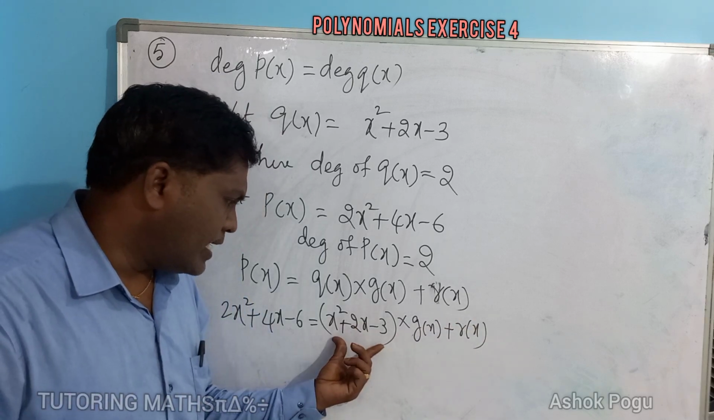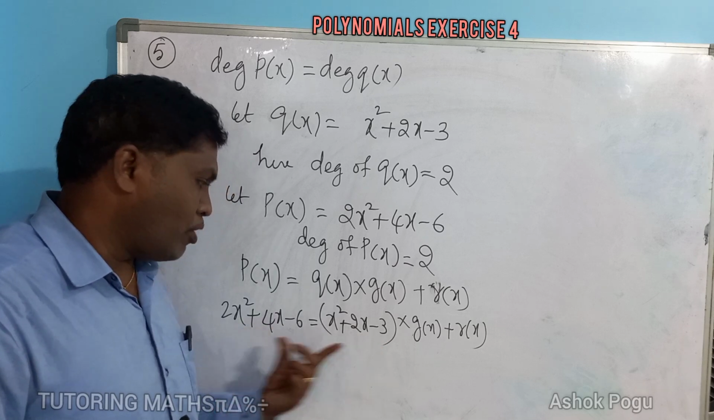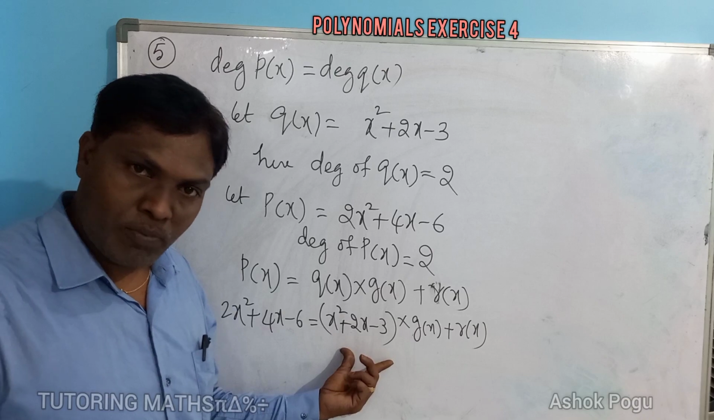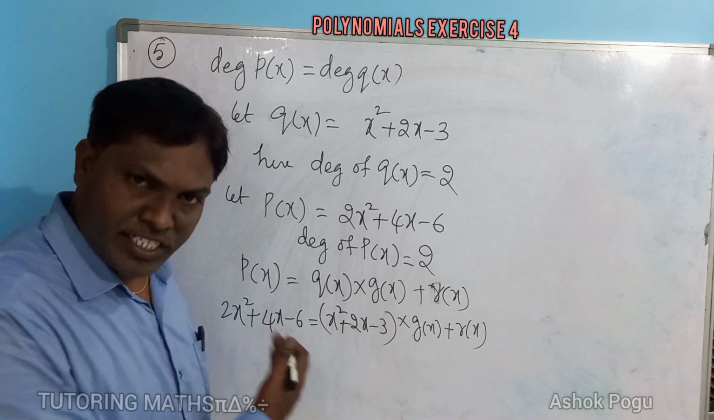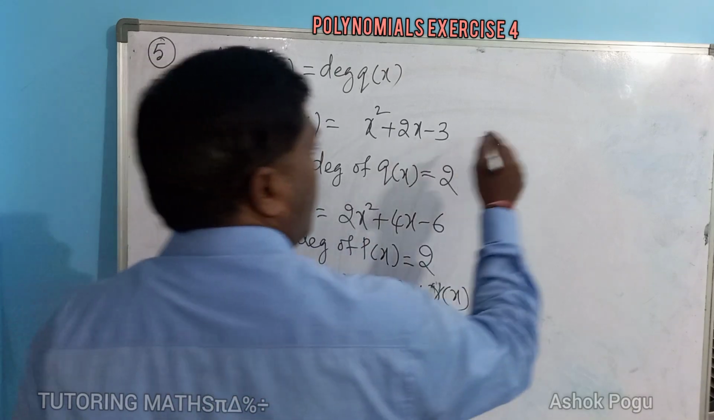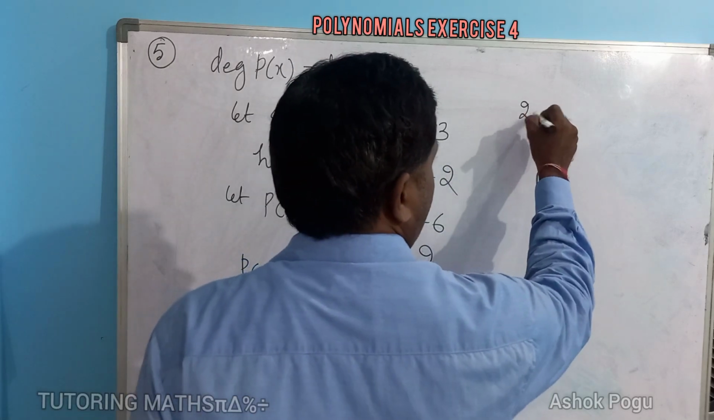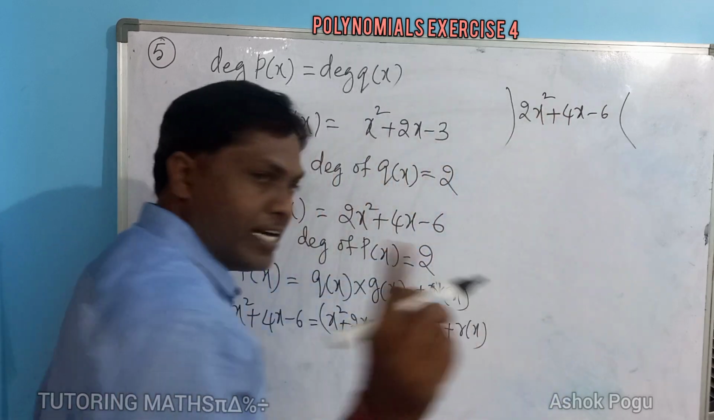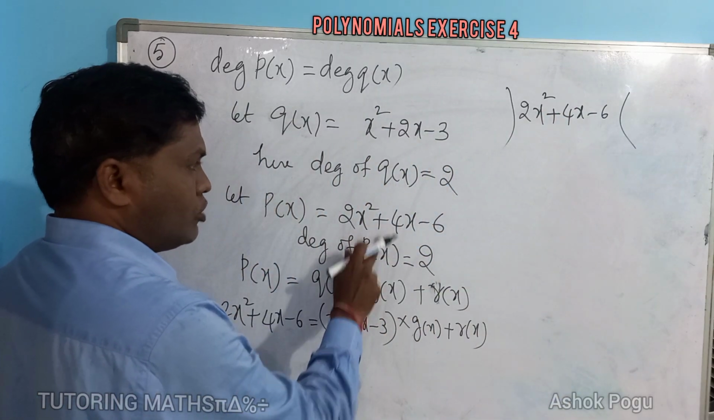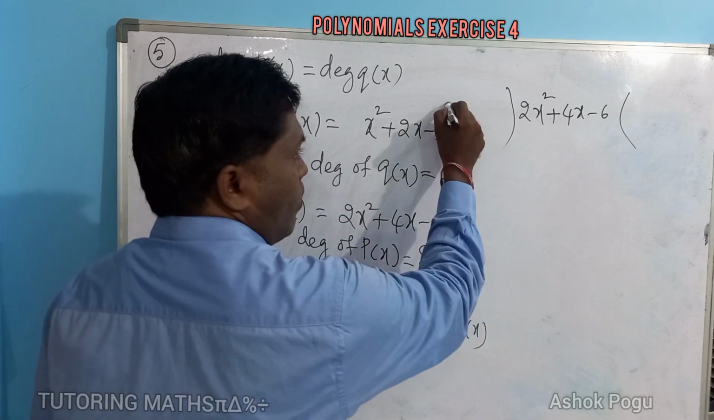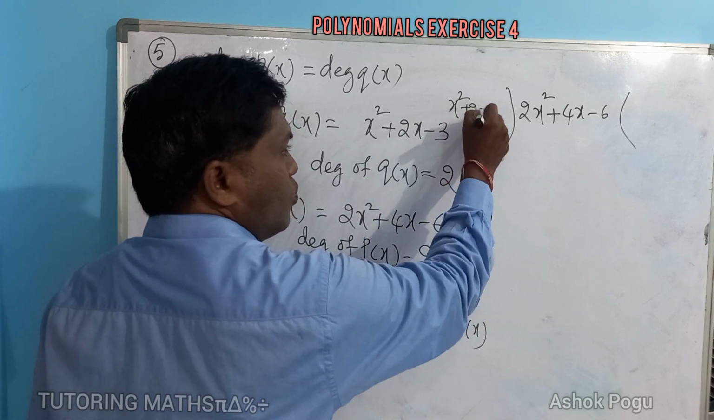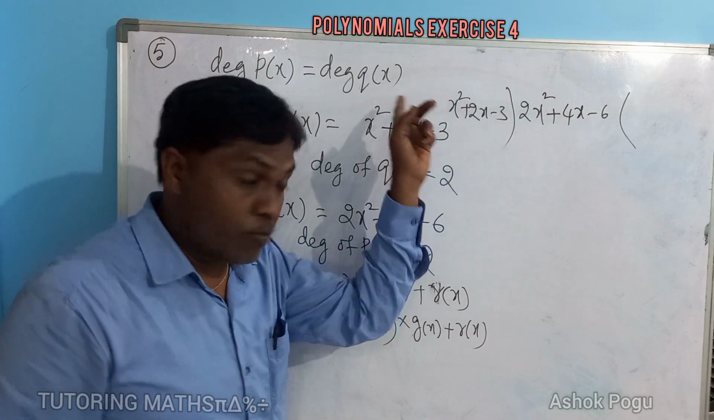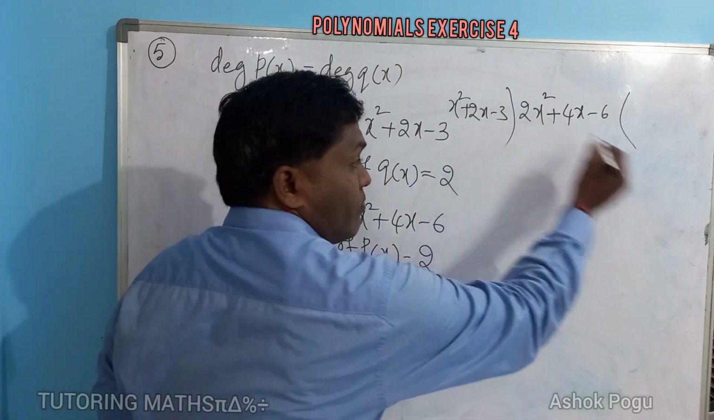Now let us divide this. Let us divide this polynomial by this polynomial. If you divide this polynomial by this polynomial, then you get... Let us divide. First of all, what is this? p of x is 2x square plus 4x minus 6, which should be divided by q of x. What is q of x? That is x square plus 2x minus 3. You know how to divide a polynomial by another polynomial. Follow the steps. What is the first step?